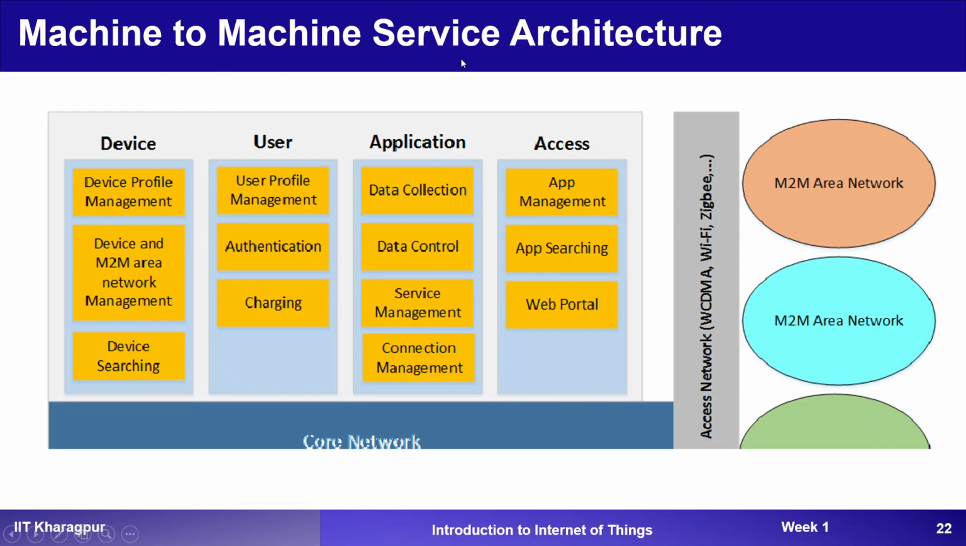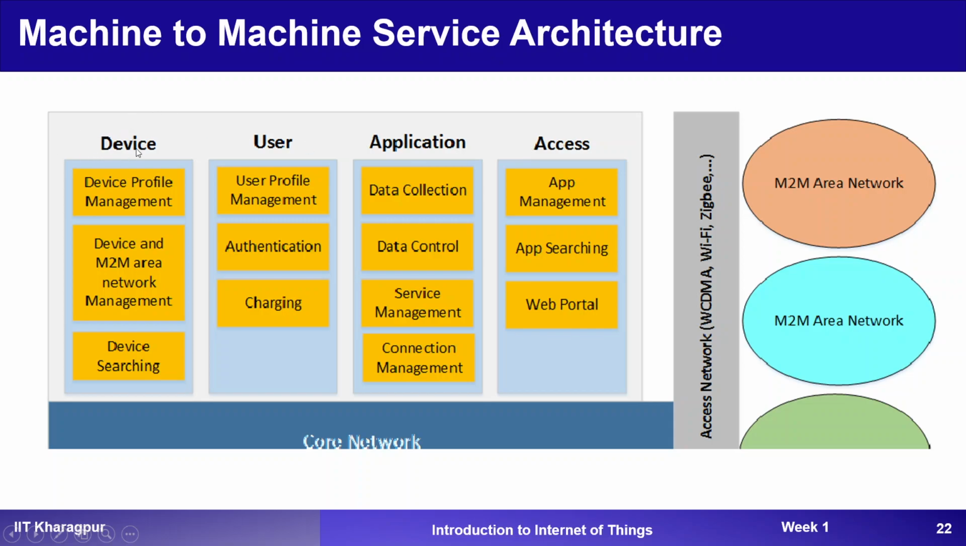Now this is your machine to machine service architecture, which consists of various components. First one is the core network, second one is the access network, and third is the machine to machine area network. So the machine to machine service architecture shows the communication between the core network and the machine to machine area network. In the core network, various components are present, for example, device, user, application, etc., which are responsible for various services.